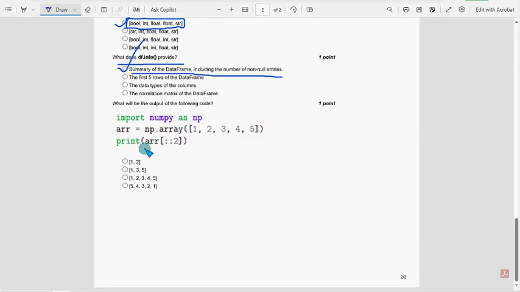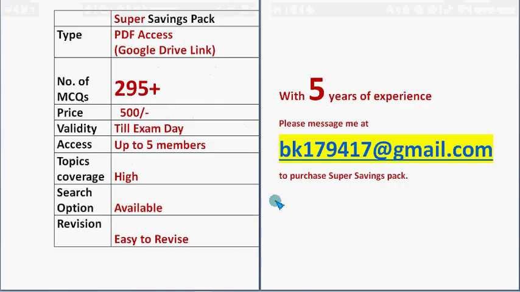So for the last question, second option 135, second option is the probable solution. So friends, these are the most probable solutions for week 3 assignment of the course Python for data science.